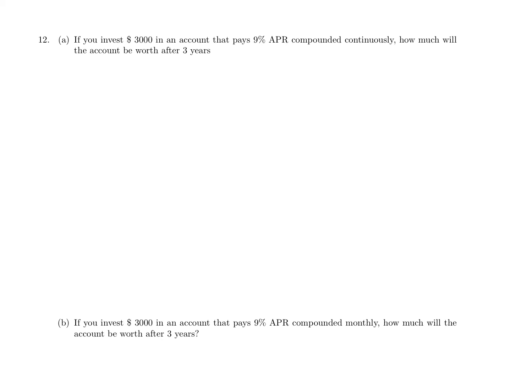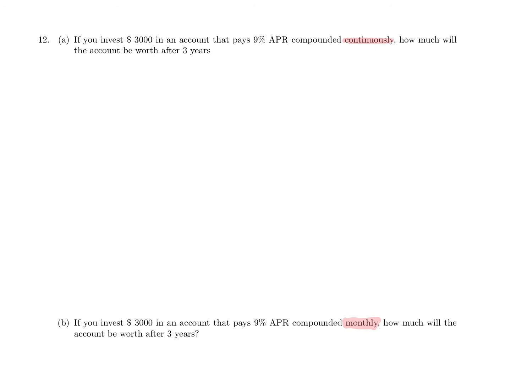This is the second half of the practice final exam for the spring 2021 semester. So number 12, if you invest $3,000 in an account that pays 9% APR compounded continuously, how much will the account be worth after 3 years? So that's part A. Part B is basically the same thing with the difference of how it's compounded. So in part B, it's compounded monthly, and in part A, it's compounded continuously. And so these two problems, because of this one word, have completely different formulas.